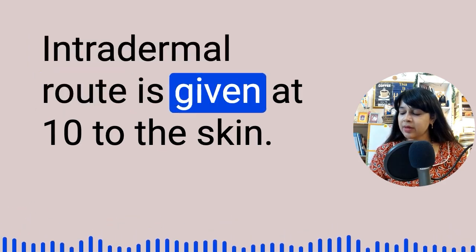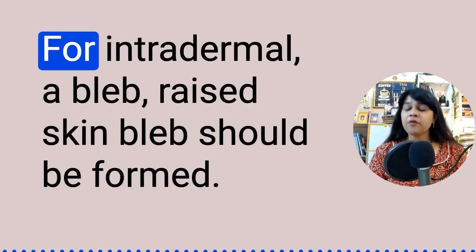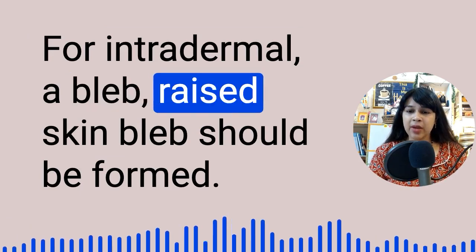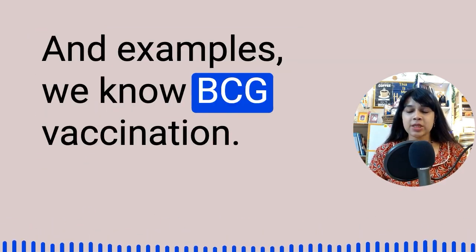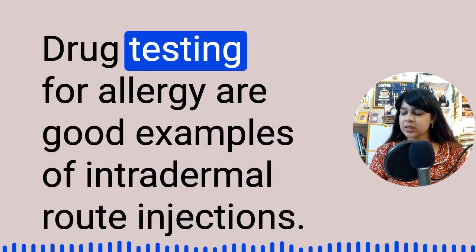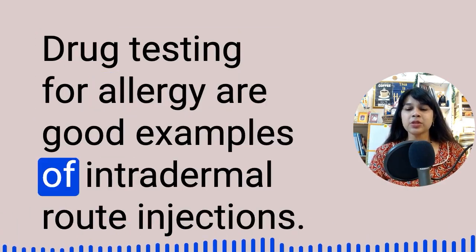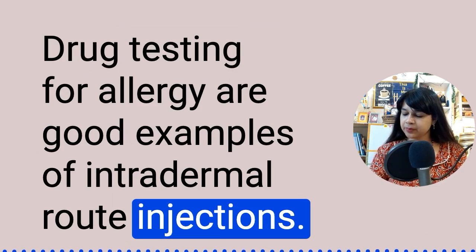Intradermal route is given at 10 to 15 degrees to the skin. For intradermal, a raised skin bleb should be formed. Examples we know are BCG vaccination and drug testing for allergy, which are good examples of intradermal route injections.